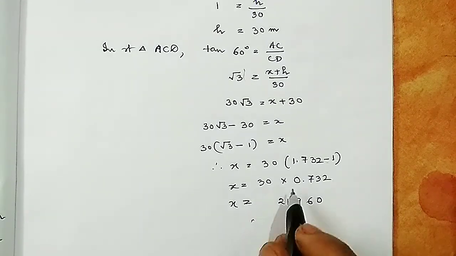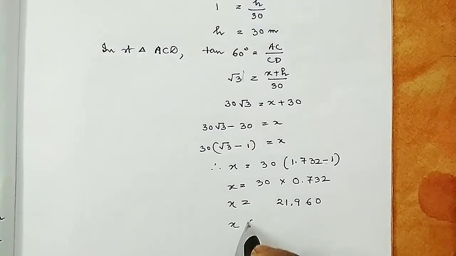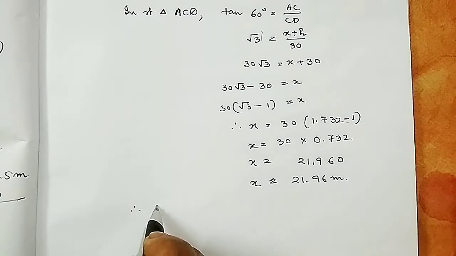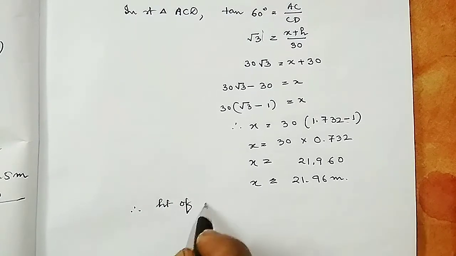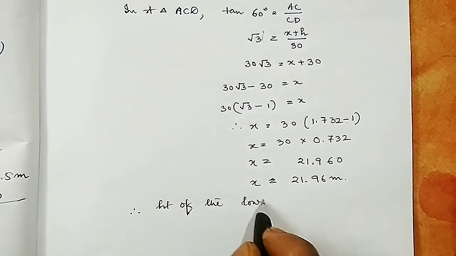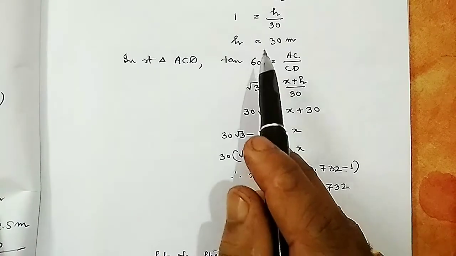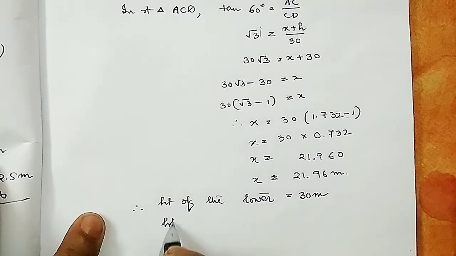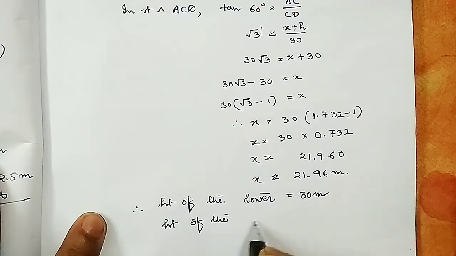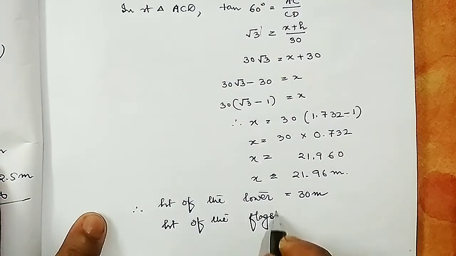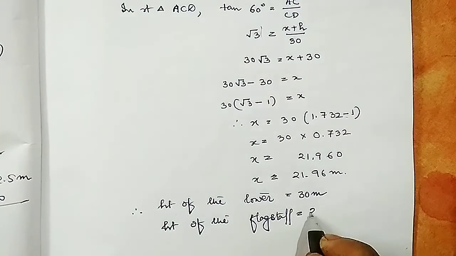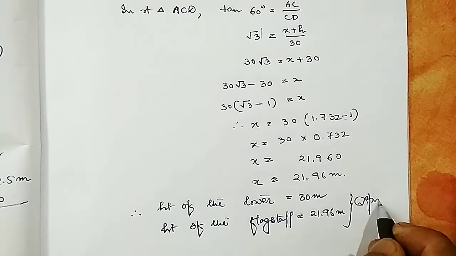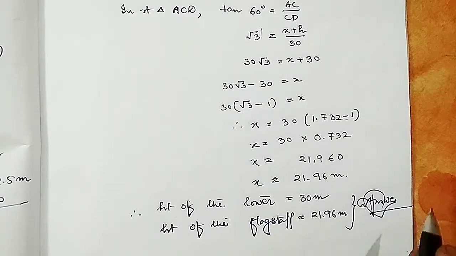On multiplying these two, I am going to get 21.96. Therefore x equals 21.96 meter. Therefore, we got height of the tower to be 30 meter, h equal to 30 meters, and height of the flagstaff equals 21.96 meters, and that's our answer. I hope this one is clear.